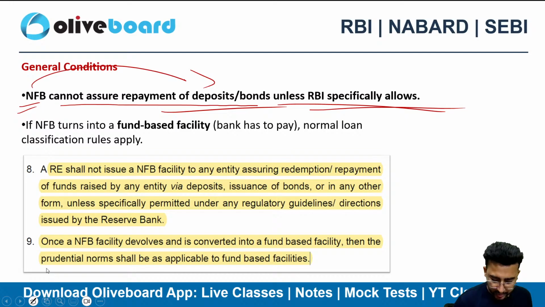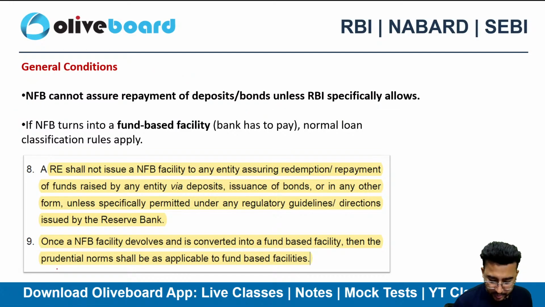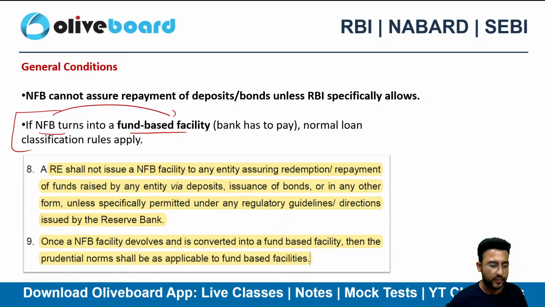Now this point is important, and I think Akshat has asked this particular doubt. If NFB turns into a fund-based facility, how can an NFB turn into a fund-based facility? That's the question number 1. Let's suppose HDFC Bank has given a guarantee on my behalf. The guarantee was invoked, unfortunately. Now HDFC Bank needs to pay the amount to the concerned party, to whomsoever it has given the guarantee. So HDFC Bank has had to make the payment. HDFC Bank is now required to make the payment. Now it has become a fund-based facility.